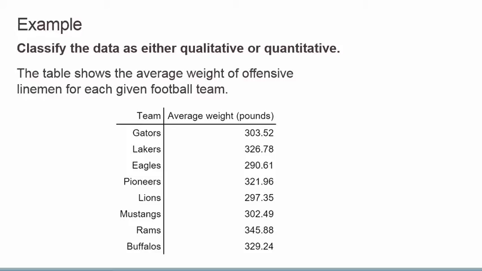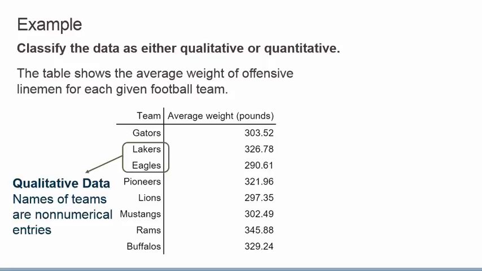The Pioneers have an average weight of 321.96 pounds. Lions have an average weight of 297.35 pounds. Mustangs have an average weight of 302.49 pounds. Rams have an average weight of 345.88 pounds. And Buffaloes have an average weight of 329.24 pounds. Our qualitative data are things like the names of the teams.